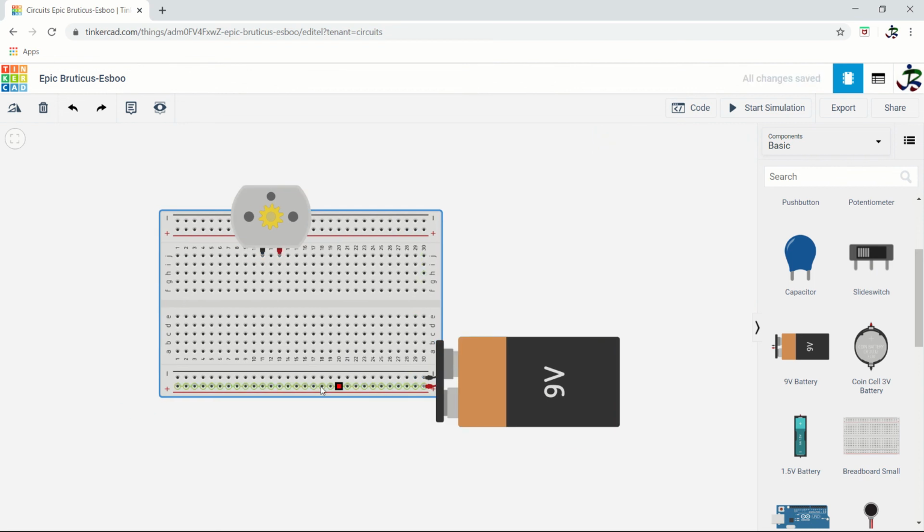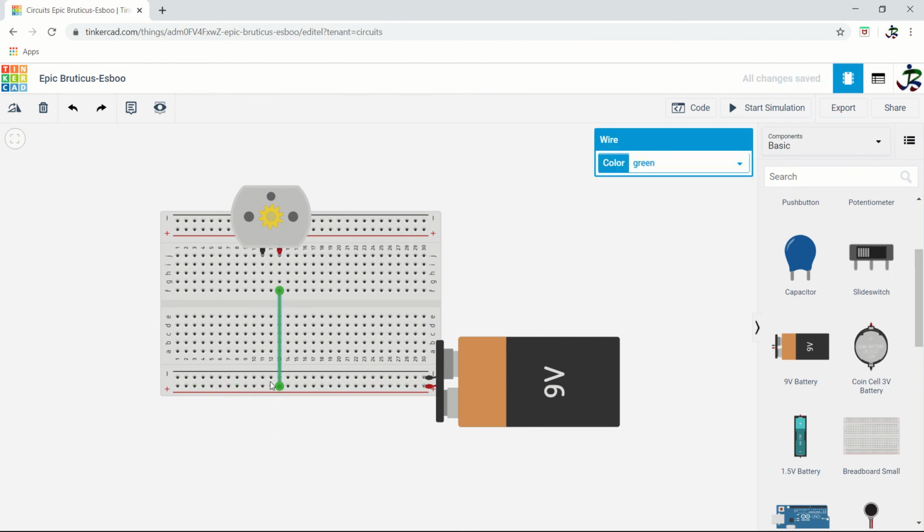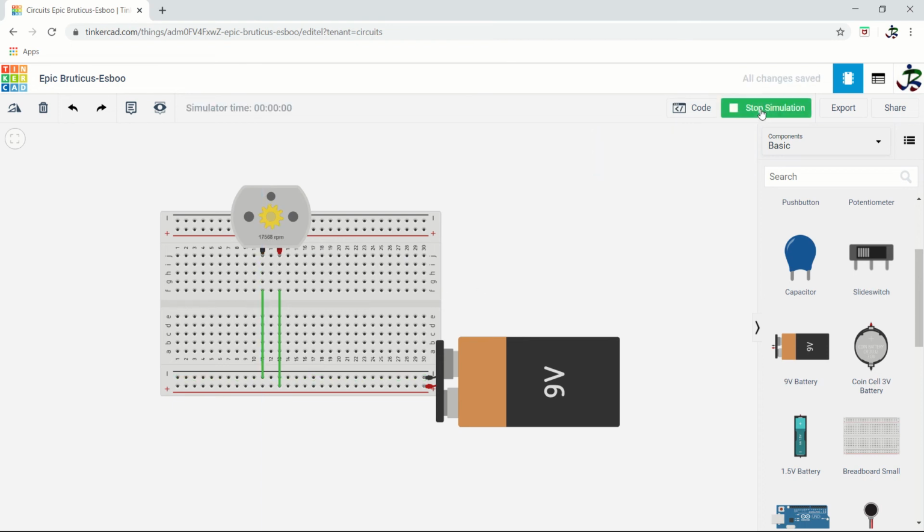Now the positive you got, all these points will become positive. Now you want to give positive, so let's pick this and place it here, and negative, sorry, not from here, from here to here. That way this motor is running. The speed is written here. See, 17,568 rpm. What is rpm?